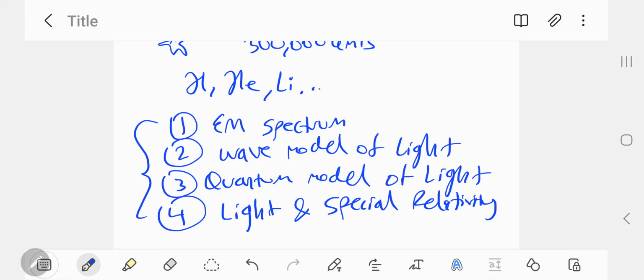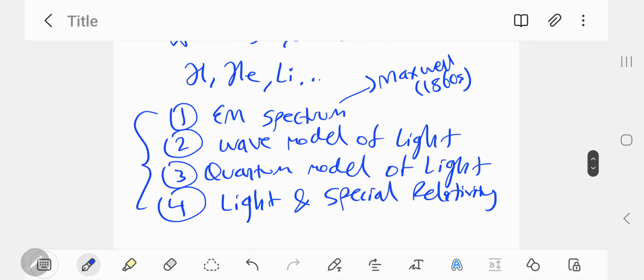So the first part looks at early attempts at describing light. The first successful attempt was by a Scottish theoretical physicist named James Clerk Maxwell in the 1860s. He theoretically showed that light is an electromagnetic wave by unifying electricity and magnetism. His theory was later verified by Heinrich Hertz, a German physicist, who experimentally verified Maxwell's theory, and he discovered radio waves in the 1880s.